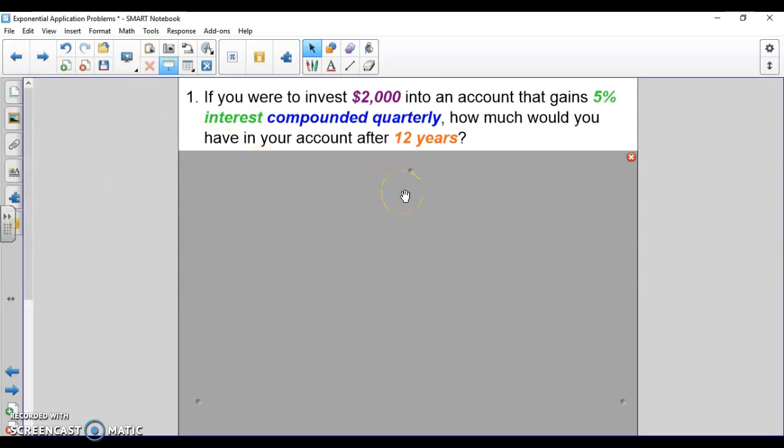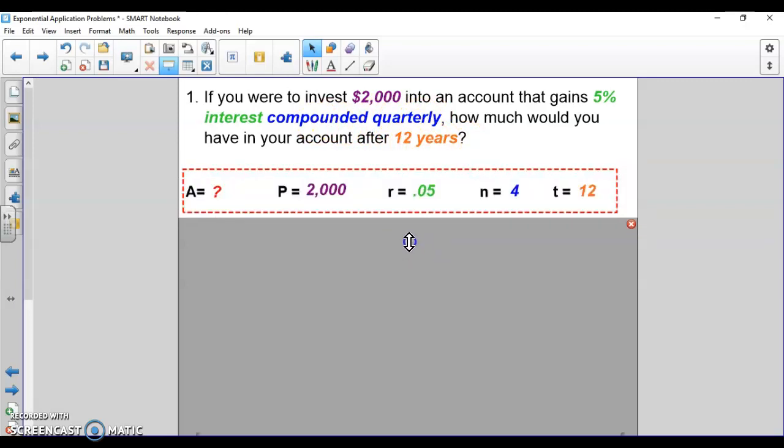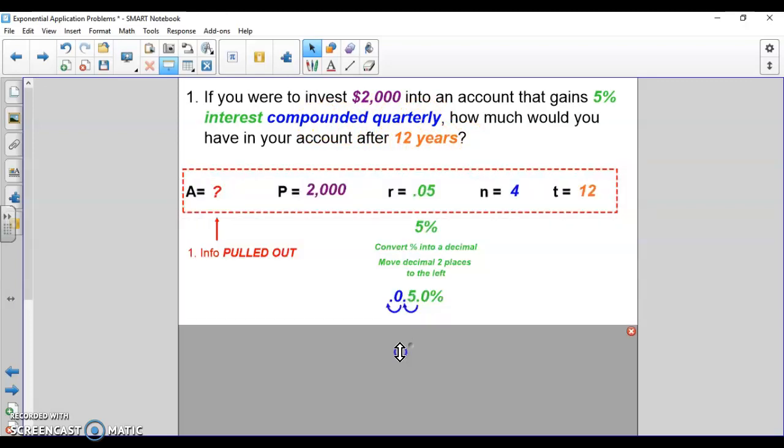Again, everything's color-coded. Your P is 2,000. Your percent, your interest rate, your rate is green. Your compound, your N value is blue now. And your time is staying orange. So I just pull the information out, show the percent work again for you. I think I showed that for you on a couple more problems as well.